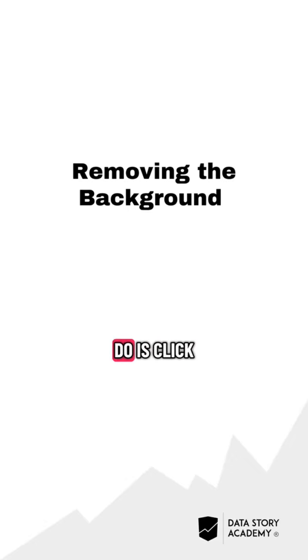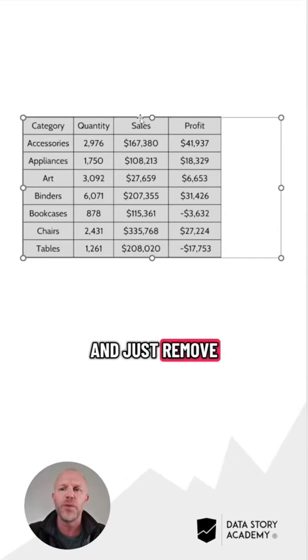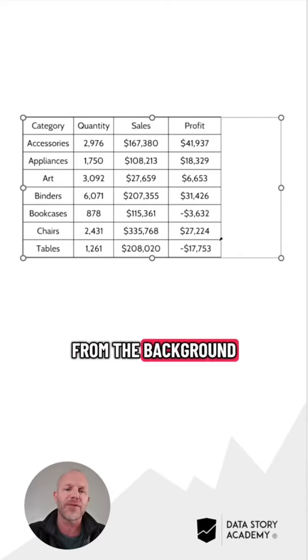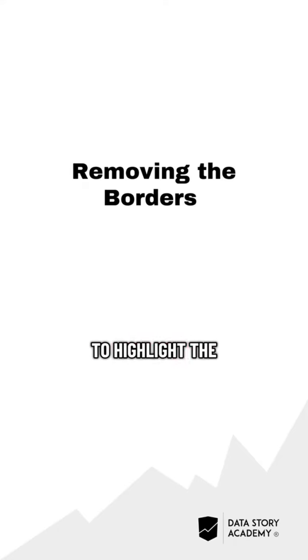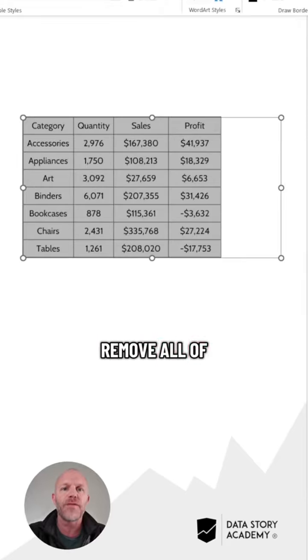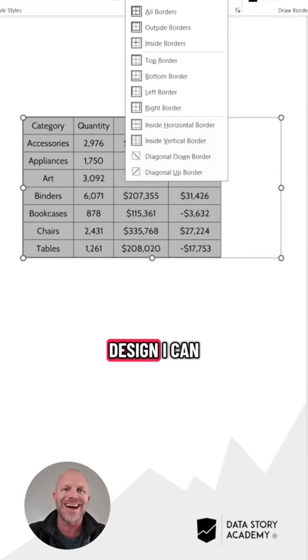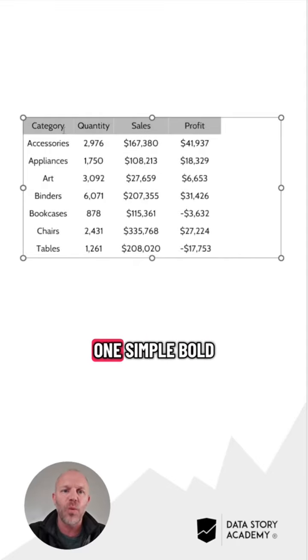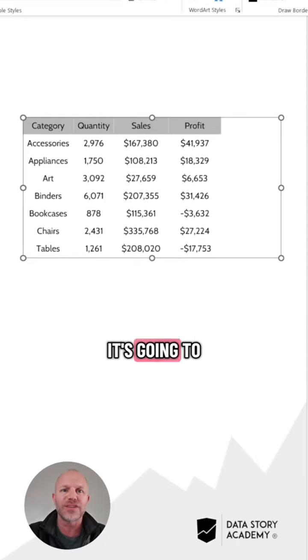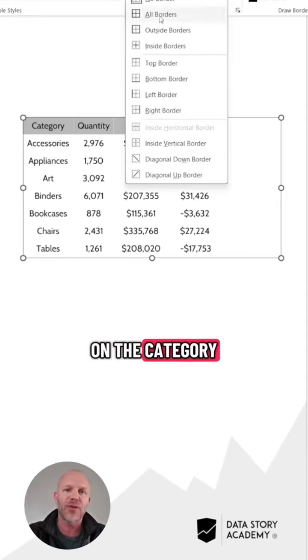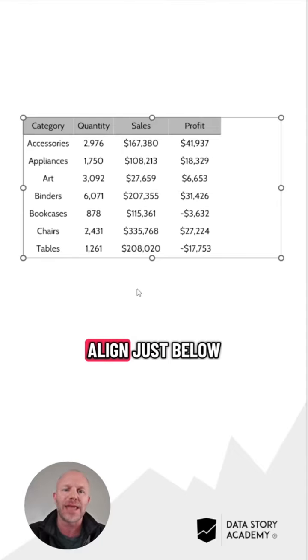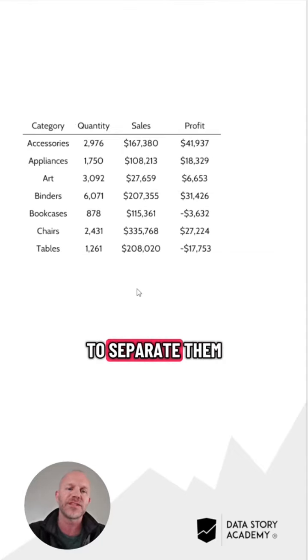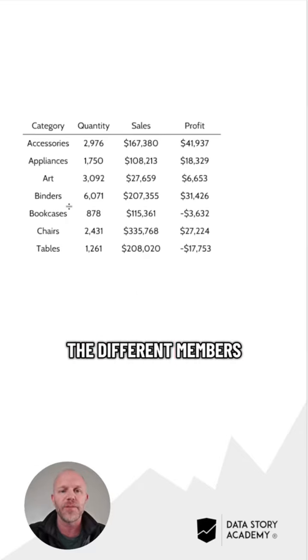The first thing I want to do is click on the table itself and just remove the background. So go into Format, Shape, and say No Fill, and it's going to remove that gray from the background. Next, I'm going to highlight the entire table, and I'm going to remove all of the borders in that table. So in Table Design, I can go set that to No Borders. And then I'm actually going to add one simple border back. It's going to be, I click on the category and say Bottom Border, a line just below the categories to separate them from all of the different members and values.